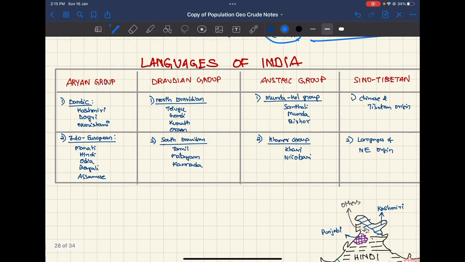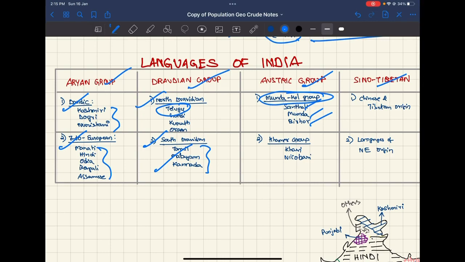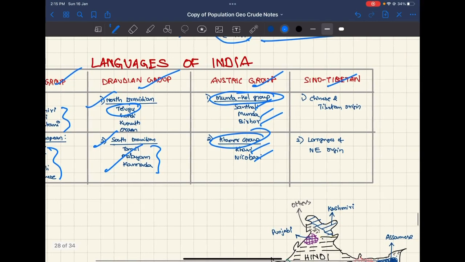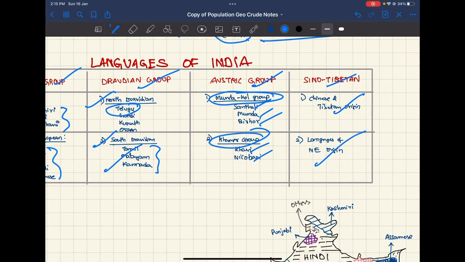Languages of India, we have the Aryan group, Dravidian group, Austric group, and Sino-Tibetan group. Two types, Dardic and Indo-European. You can see the languages here. North Dravidian, Telugu is here. South Dravidian, the rest of the four is there. Munda Kol group, we have Santali, Munda, Birhor. Khmer group, we have Khasi and Nicobarese. Sino-Tibetan, we have Chinese and Tibetan origin, and languages from Northeast origin.